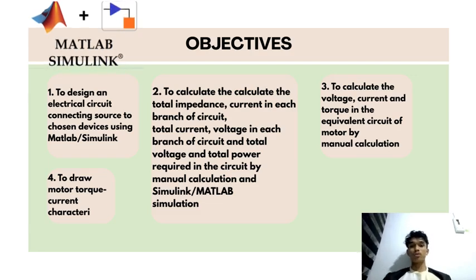Simulink. Second, to calculate the total impedance, the current in each branch of the circuit, the voltage in each branch of the circuit, and the total voltage and total power required in the circuit, by manual calculation and Simulink MATLAB simulation. Third, we need to calculate the voltage, the current, and the torque in the equivalent circuit of the motor by manual calculation. Also fourth, to draw the motor torque current characteristic.